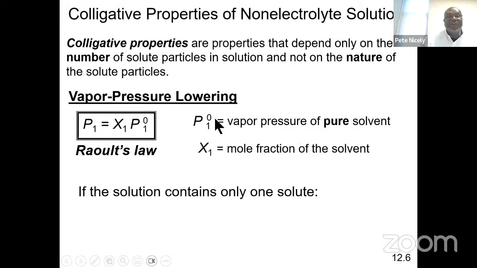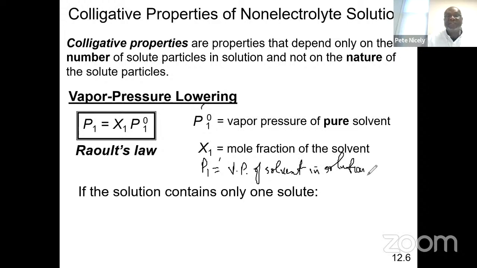So P1 0, that represents the vapor pressure of the pure solvent, X1 represents the mole fraction of that solvent, and P1, I'm just realizing that that is not indicated here, so let me make a note of it. P1 is equal to the vapor pressure of the solvent in solution. So this is after you add a solute to it.